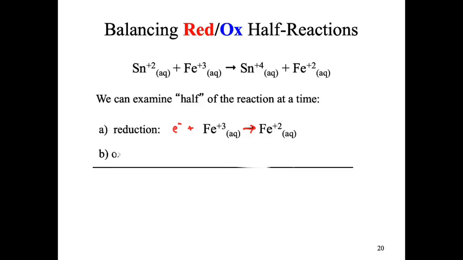Okay? Is our equation now balanced? Yes. So let's take a look at the other half of the equation. Tin plus 2 to tin plus 4. Is that equation balanced? No. What do I need to do? I need to add electrons, right? Okay, I added it on the reactant side before, so let's go ahead and add it again on the reactant side.